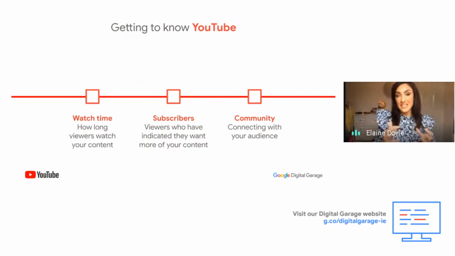When we're looking at connecting and growing on YouTube, these next three things will come up a lot: watch time, subscribers, and community. Watch time is how long viewers watch your content. Watch time is important because YouTube may surface your content to more people based on their viewing patterns, right? So if somebody's watching a lot of videos related to the kind of content that you produce, then YouTube might suggest that to them.